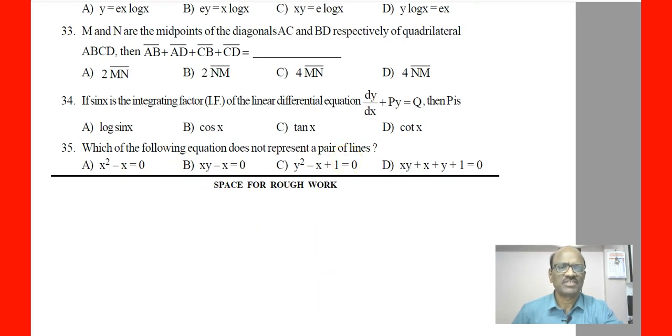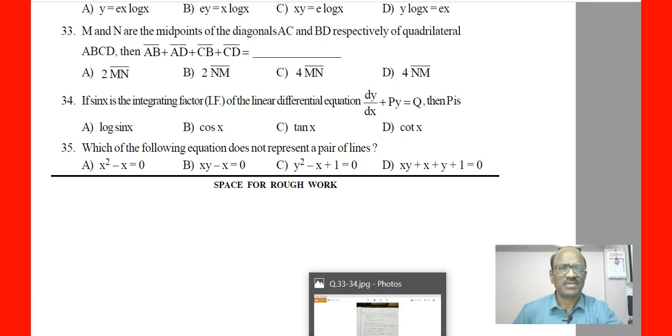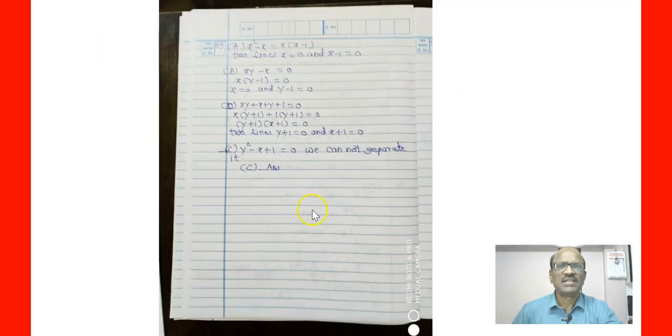Which of the following equations does not represent a pair of lines? Now see this. That is x square minus x equals x(x minus 1). x equals 0, x minus 1 equals 0. For xy minus x, take x as common: x equals 0 and y minus 1 equals 0.